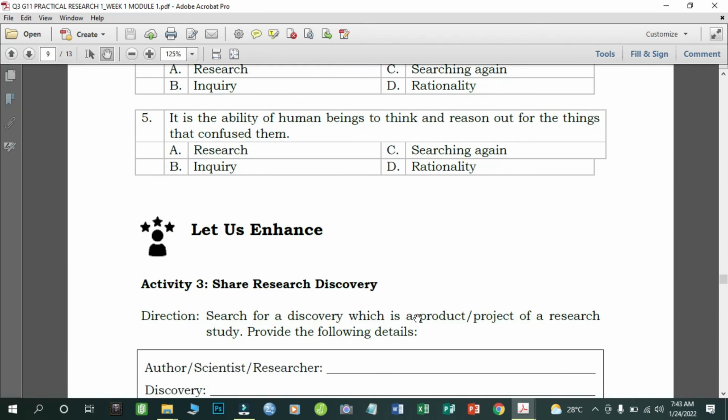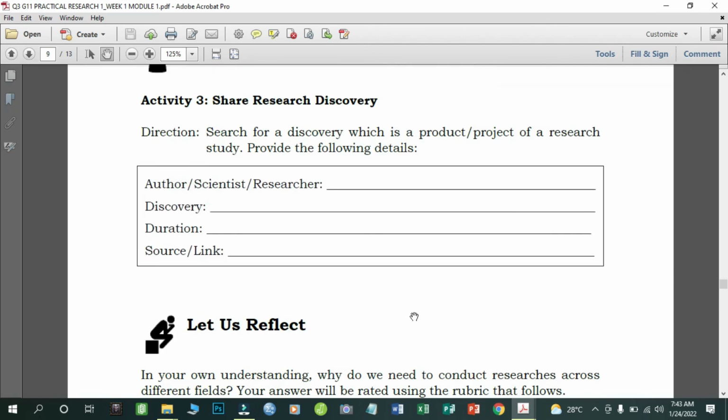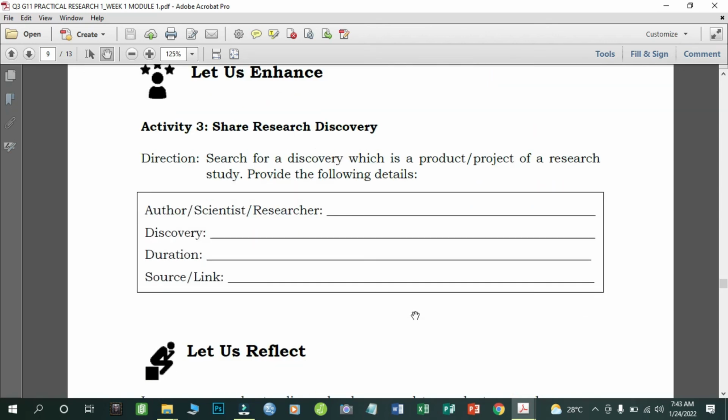Okay, so for your assignment, you have this, share research discovery. So search for a discovery which is a product or project or research study. Provide the following details. So you have here your author, the searcher, then discovery, duration, then source or the link. Okay, you write the URL of your source.